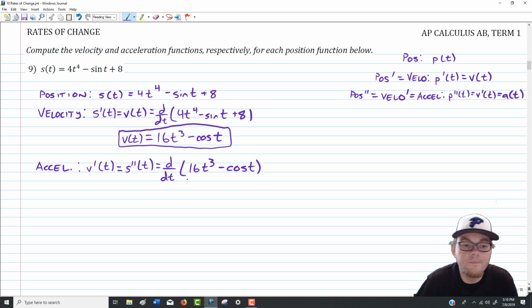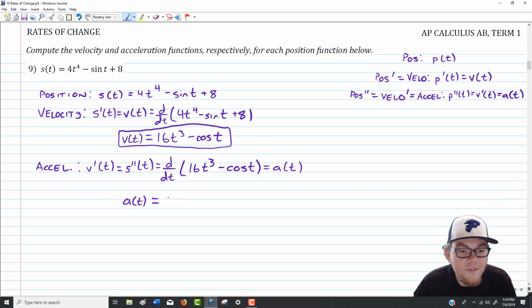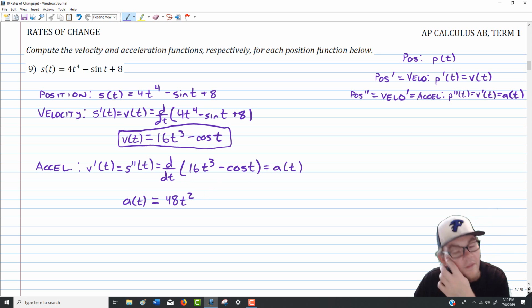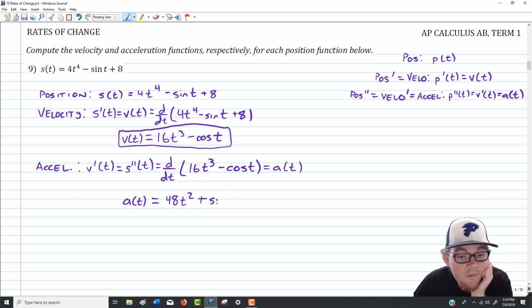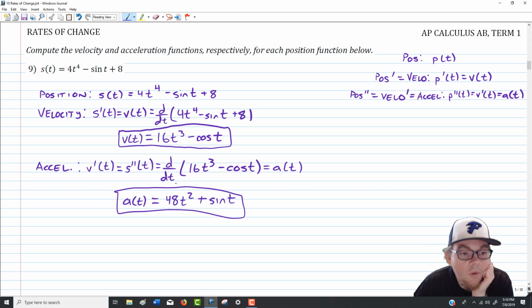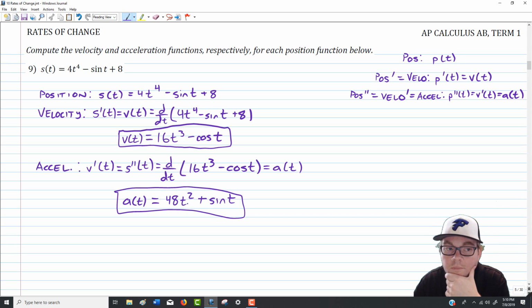minus cosine of t. So for us to get to work here, and I should probably define that as a of t. Again, can't take that for granted. A of t is going to be 16 times 3 is 48 t squared. The derivative of cosine is negative sine, so this will be minus a negative sign, which makes it a plus sine of t. And there we found both our velocity and our acceleration.